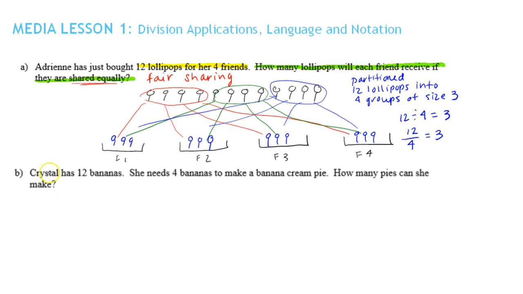Crystal has 12 bananas. She needs 4 bananas to make a banana cream pie. Here comes the question. So I'm going to get the green highlighter. How many pies can she make? Okay. And at first glance, this may seem similar, maybe even identical to the previous problem, but it's actually different. So we have some of the same numbers. We have 12 bananas, and here we started with 12 lollipops. But this is a little bit different.